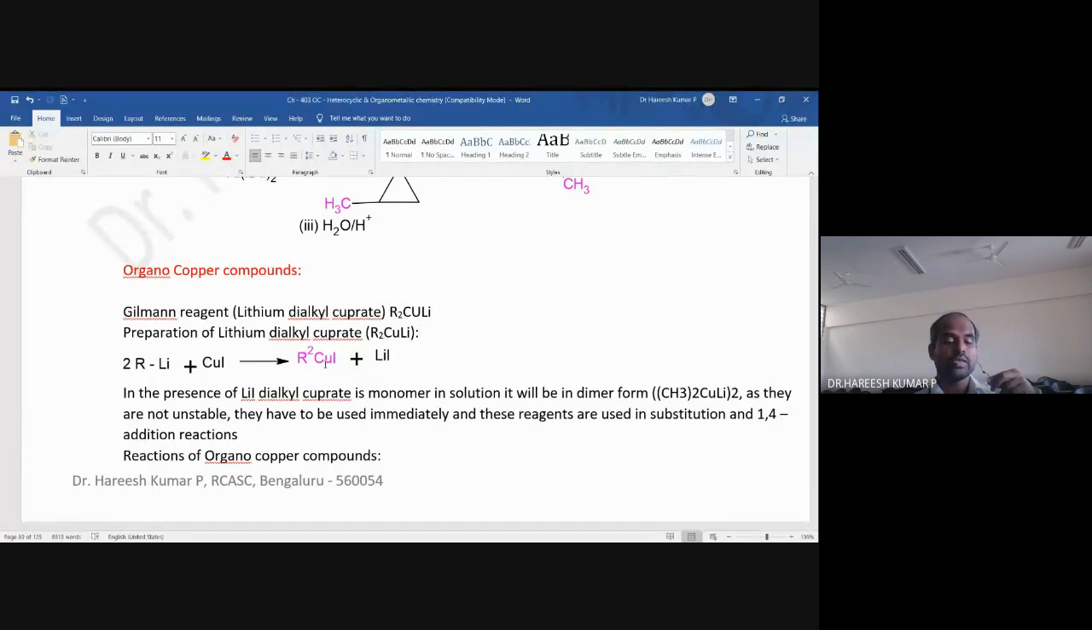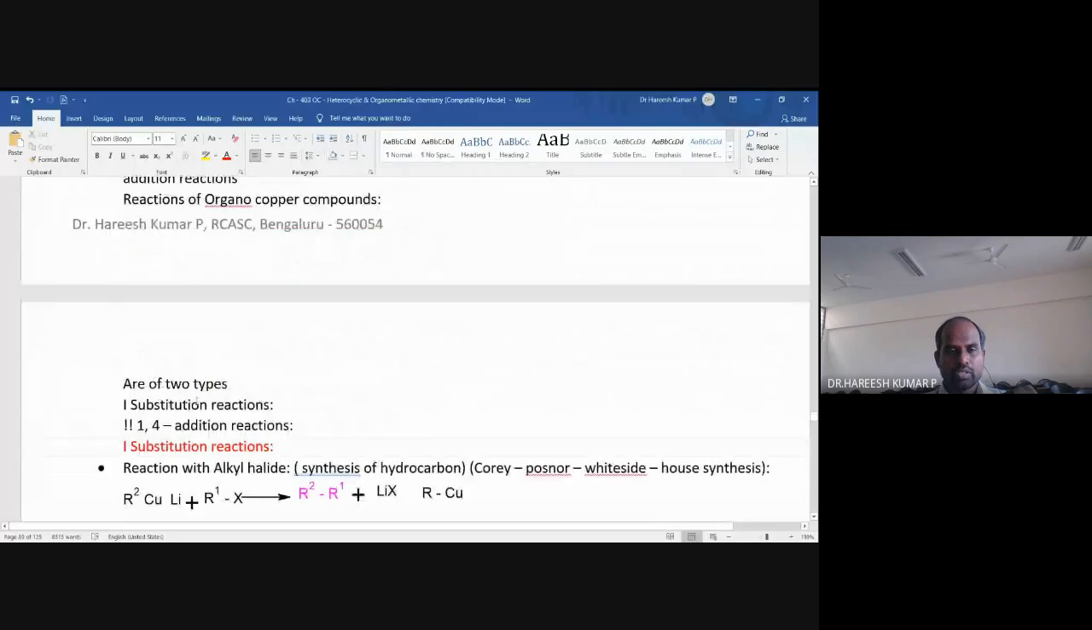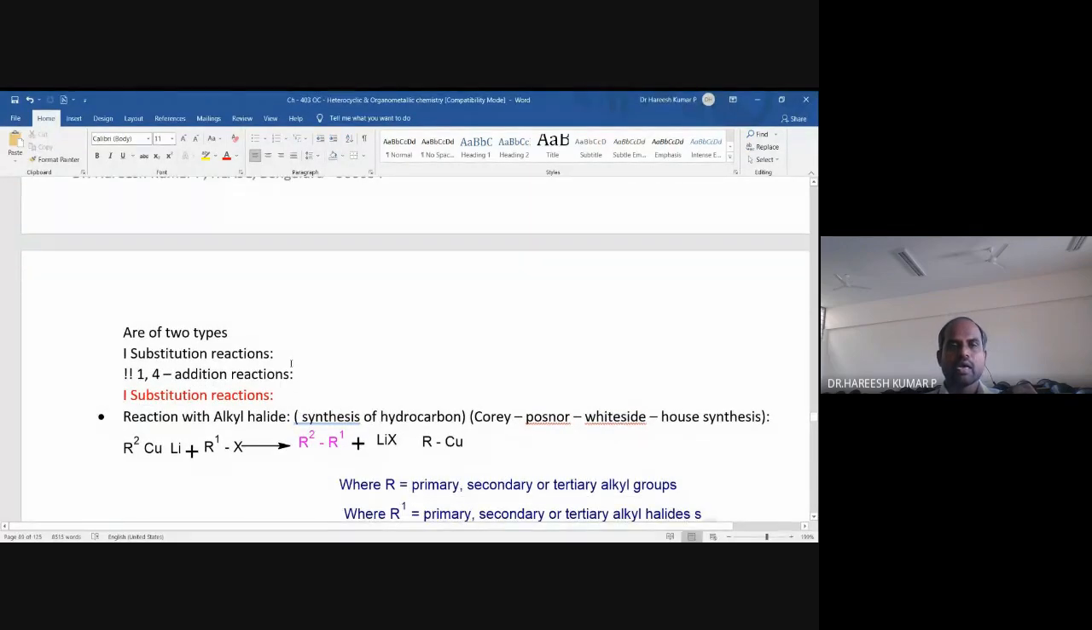Substitution reaction means the leaving group is going out, and the nucleophile, in the form of R which is attached to copper, is added to the substrate. Right. So let's look into the reactions of organocopper compounds. These are of two types: one is substitution reaction, another one is 1,4 addition reaction.